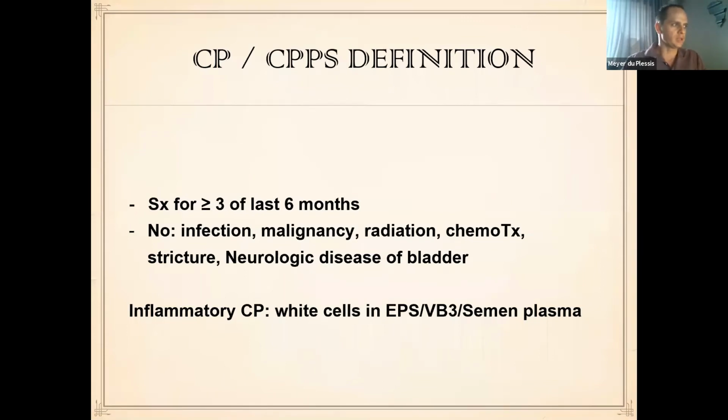And inflammatory, so that's your category 3B, is diagnosed by white cell count, increased white cells in your expressed prostatic secretion, your voided bladder 3, which is the first 10 mils after your prostatic secretion, or in seminal plasma.